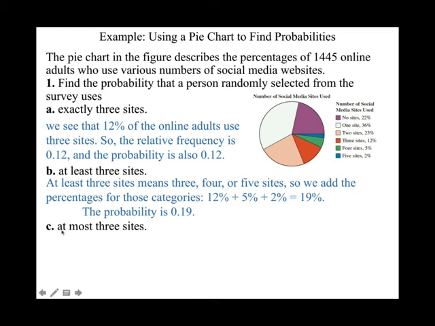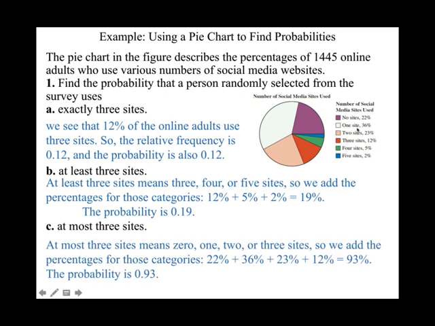And then C, at most 3 sites. At most means 3 or less, right? So that will include 0, 1, 2, or 3. Okay, 0 means no sites here, 0, 1, or 2, or 3. So add up these four numbers, and you get 93%, which is going to be 0.93.